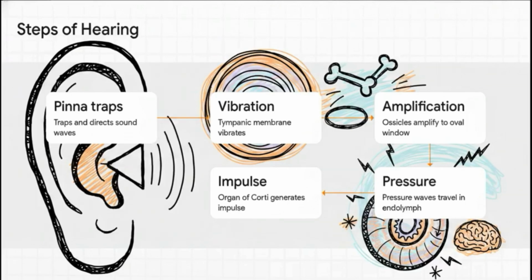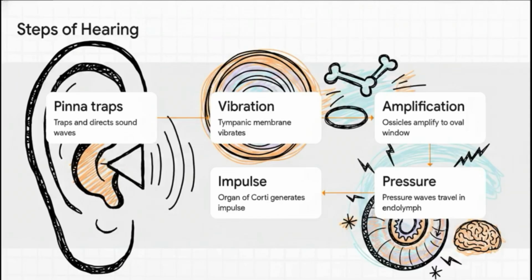The tympanic membrane vibrates. Step 3. The ossicles take the baton, massively amplify those vibrations, and hand them off to the oval window. And because the oval window is smaller than the eardrum, the pressure actually increases, amplifying the sound even more.